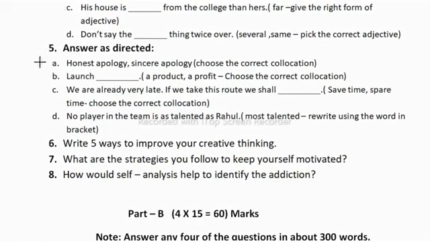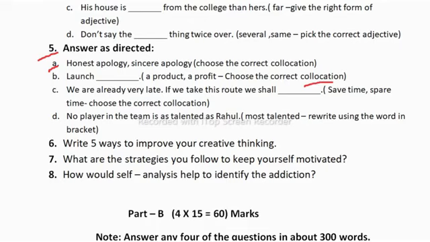Now let's start the fifth one. The first, honest apology or sincere apology. So students, this is from the unit 4 collocation topic. So first of all, let's know the meaning of collocation. What is collocation? Collocation is nothing but a combination of words that are common and that are used together.